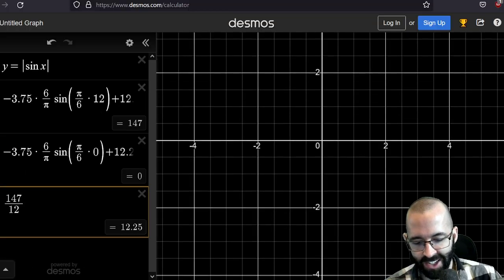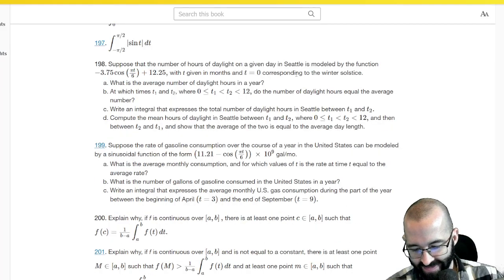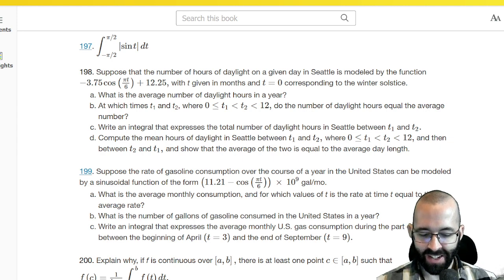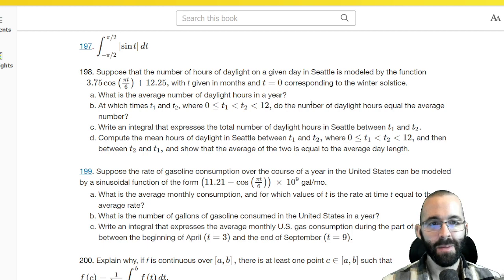Let's do part B. And then part C, and then lunchtime. 5 o'clock lunchtime. Oh, there's also part C. At what times, T1 and T2, in order, do the number of daylight hours equal the average number?